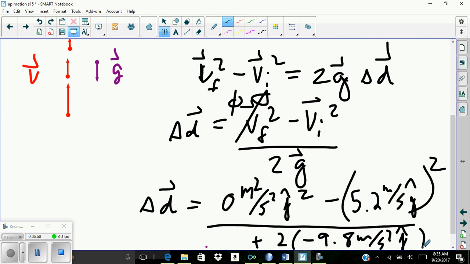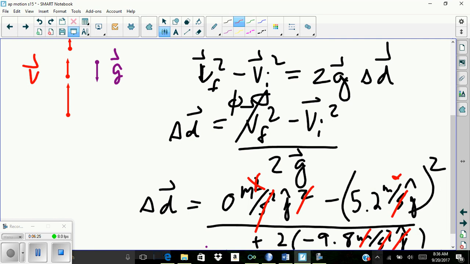Okay, I'm going to start crossing out like terms. I've got a J hat here, I've got one here, and I'm going to have one here. My meters cancel out with a meter, which cancels out with one of the meters here. I'm going to do that. And I got second squared, and that's going to be a second squared, and they cancel out. Okay, so I should be left with meters, and sure enough, I am.